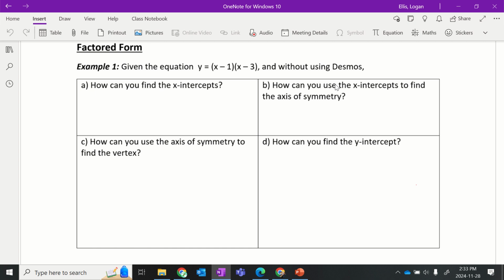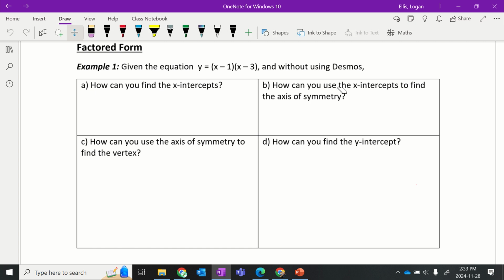But yeah, we remember that x always lies, and so when you see x minus 1 and x minus 3, remember that those basically are x-intercepts of positive 1 and positive 3. And then the axis of symmetry would be halfway between that. We know that these parabolas are symmetrical, so the axis of symmetry is like the mirror between the two.